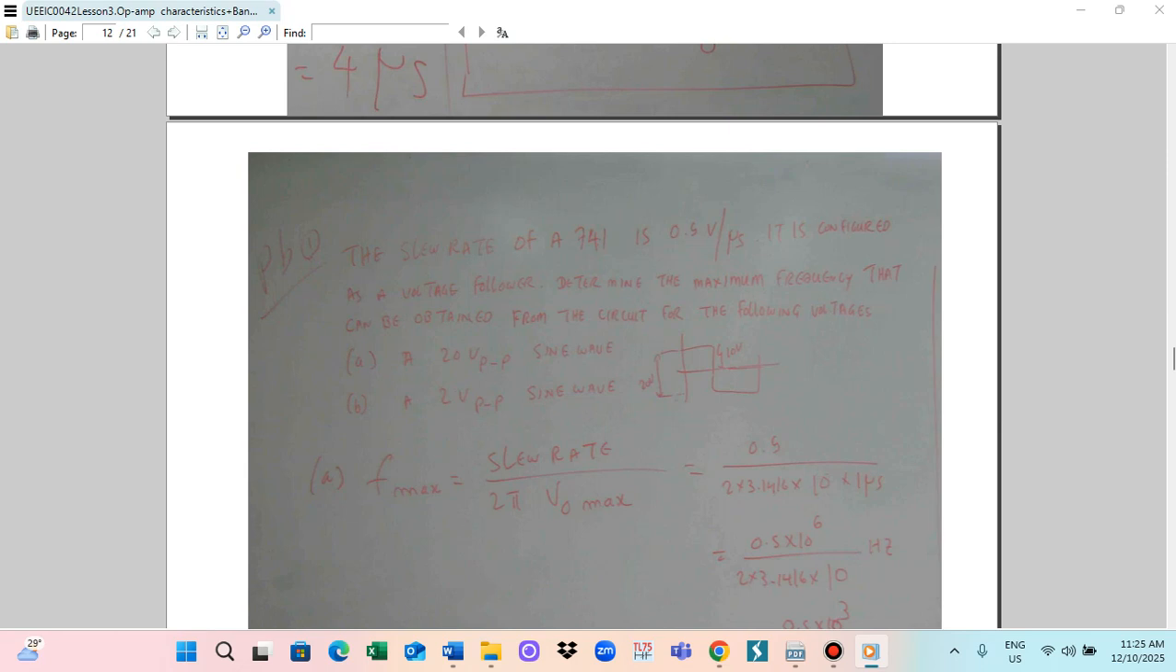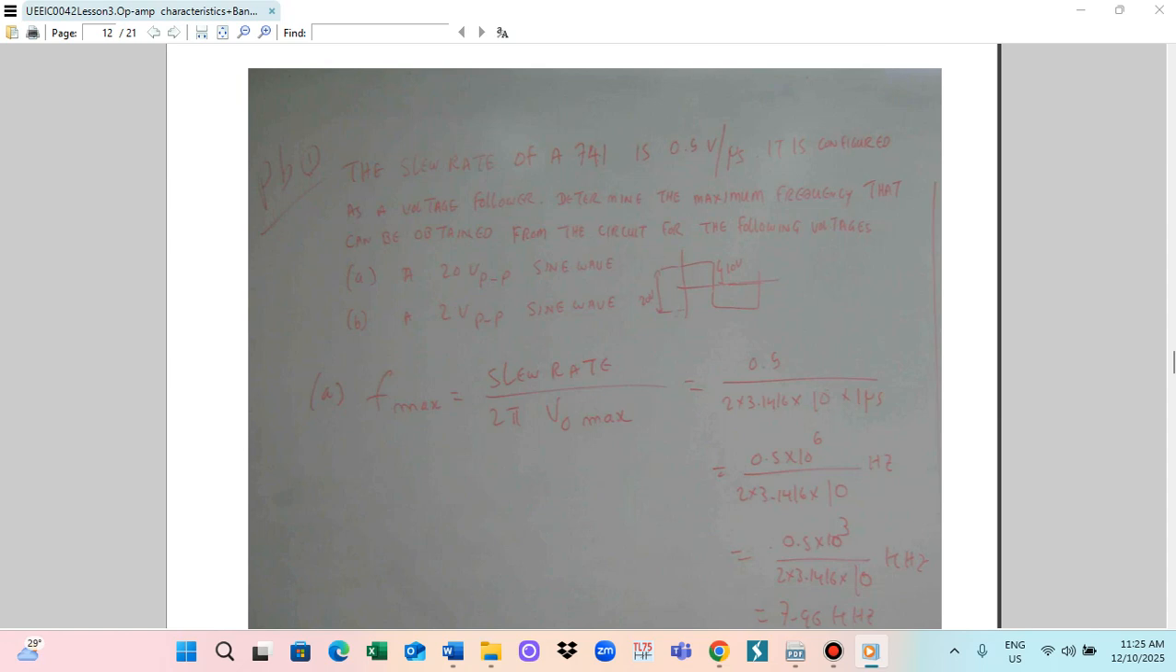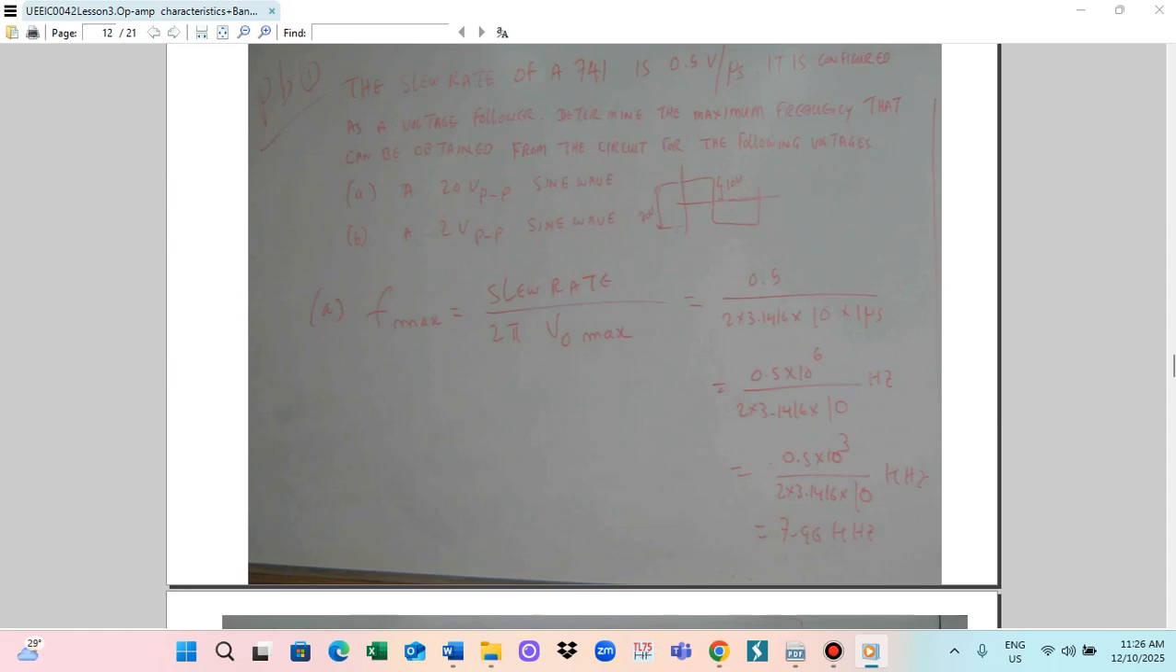Now you calculate. The slew rate is 0.5 volt per 1 microsecond. One microsecond is equal to 10 to the power 3 in milliseconds. So 0.5 times 10 to the power 3, divided by 2 times 3.1416 times 20, and the unit will be kilohertz. When you solve this, you get 7.96 kilohertz.